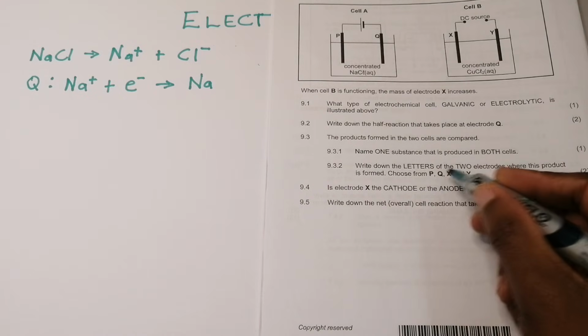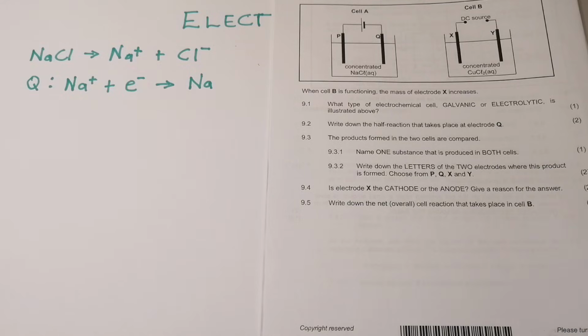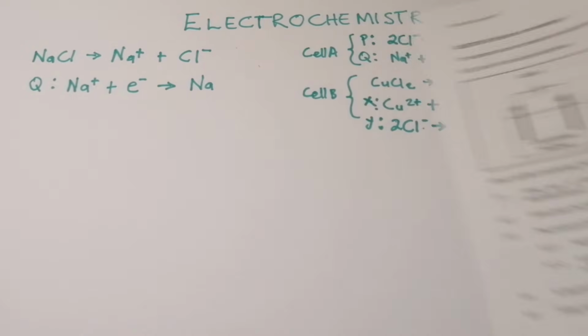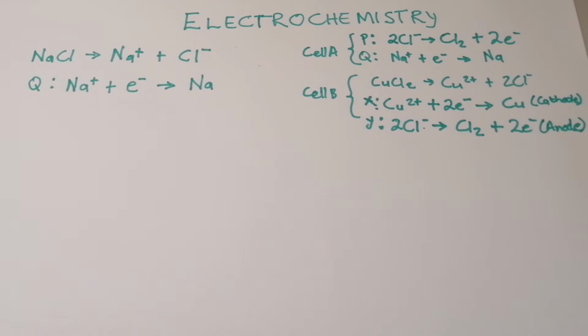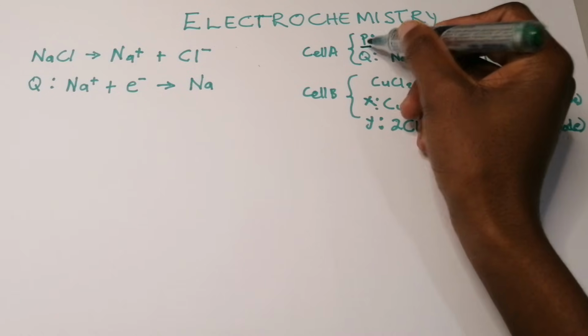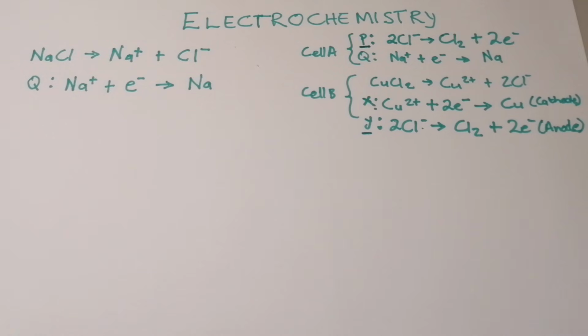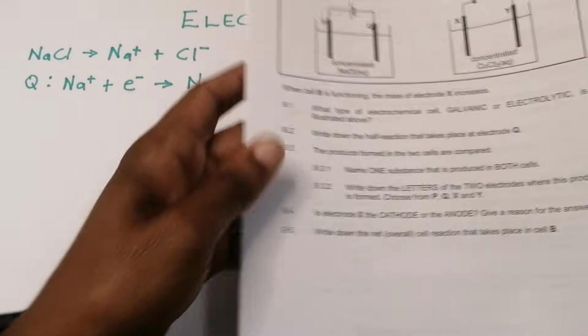They say write down the letters of the two electrodes where this product is formed. Choose P, Q, X, and Y. So where are we forming chlorine? In cell A, we are forming it at P. In cell B, we are forming it at Y. So your answer there would be P and Y.